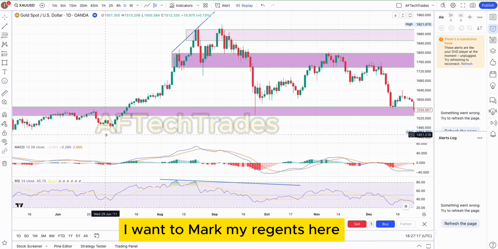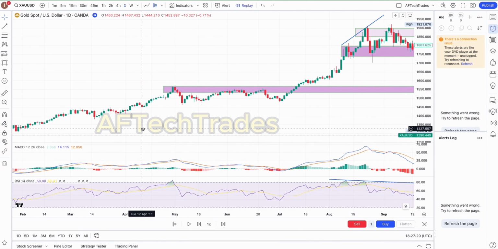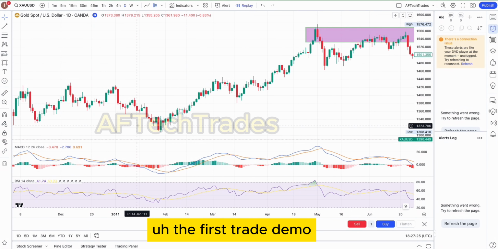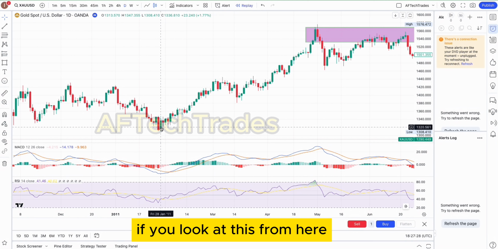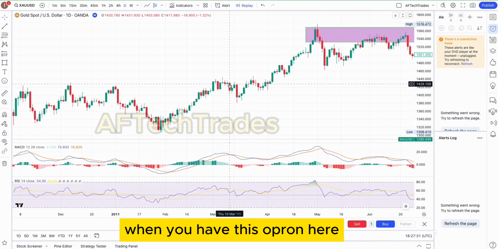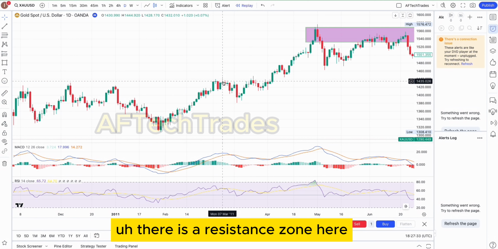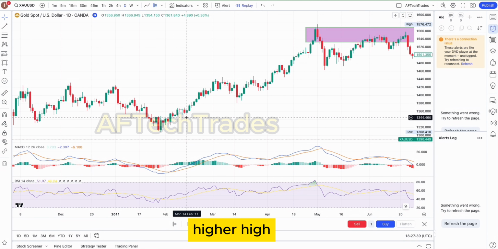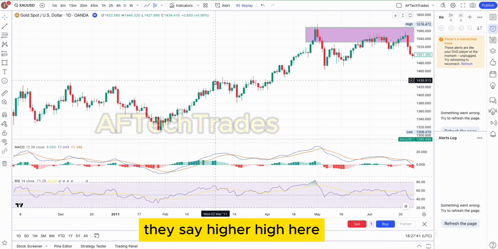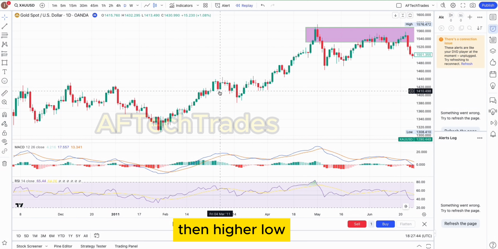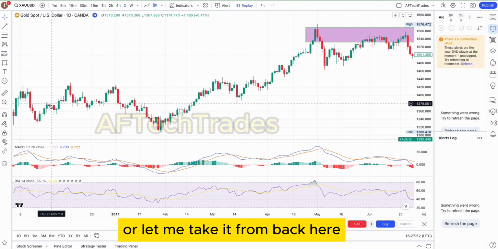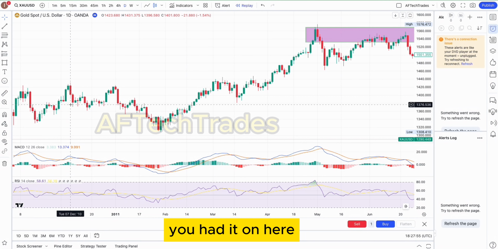What I would do is mark my regions here and then use that to possibly do the first trade demo. If you look at this from here, when you have this up run, there is a resistance zone here, somewhere here, because this run is higher high, higher low, higher high, higher low. There is a higher high here, then a higher low. So let me take it from back here, higher high, higher low. Then, okay, this one you had a turn here.